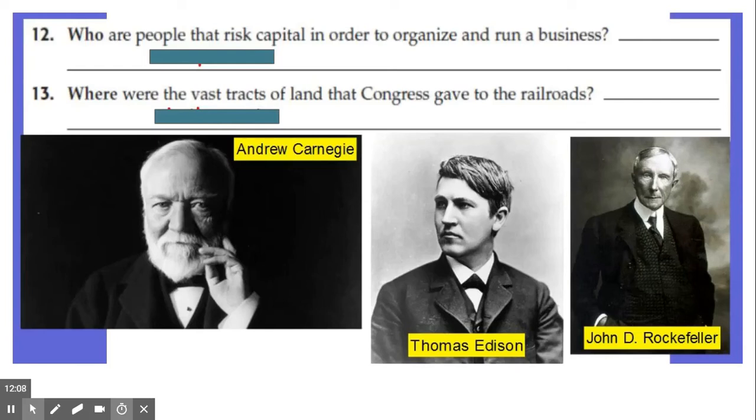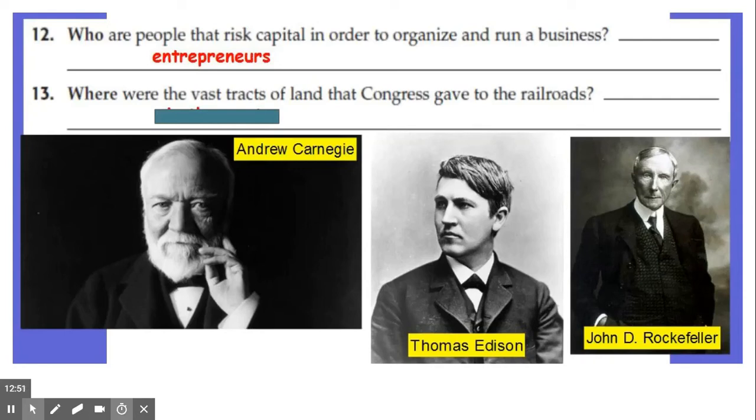So, who are the people who risk capital in order to organize and run a business? These people are known as entrepreneurs. These are people that have a lot of ambition, they have a lot of capabilities. But again, this idea that they're willing to take risk is really kind of the key component here. Guys like Andrew Carnegie, Thomas Edison, and John D. Rockefeller are great examples of entrepreneurs that kind of emerge from this period of time. And they're going to become some of the most powerful individuals economically when we talk about their names and their investments.